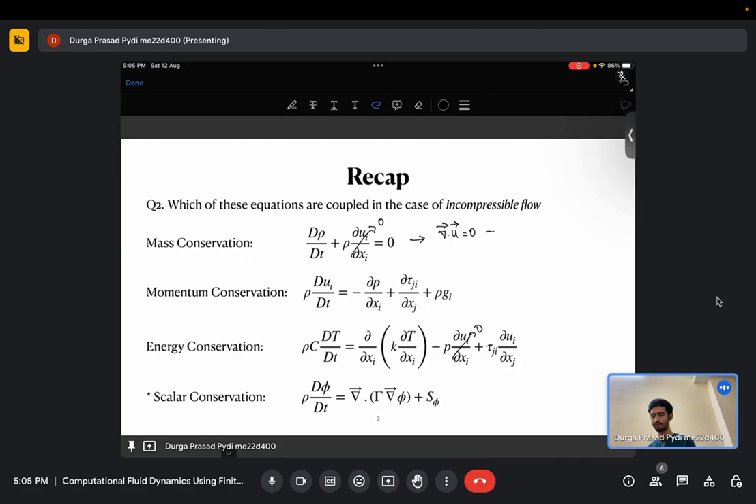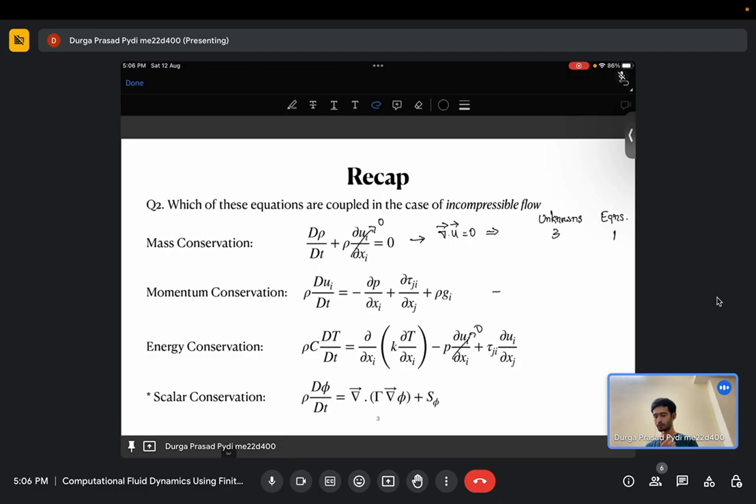So here for a 3D case, you essentially have u, v, w as unknowns. So let me write the unknowns and the equations. If you just consider the mass conservation, we just have divergence of velocity as 0. We have 3 variables, 3 unknowns and only 1 equation.